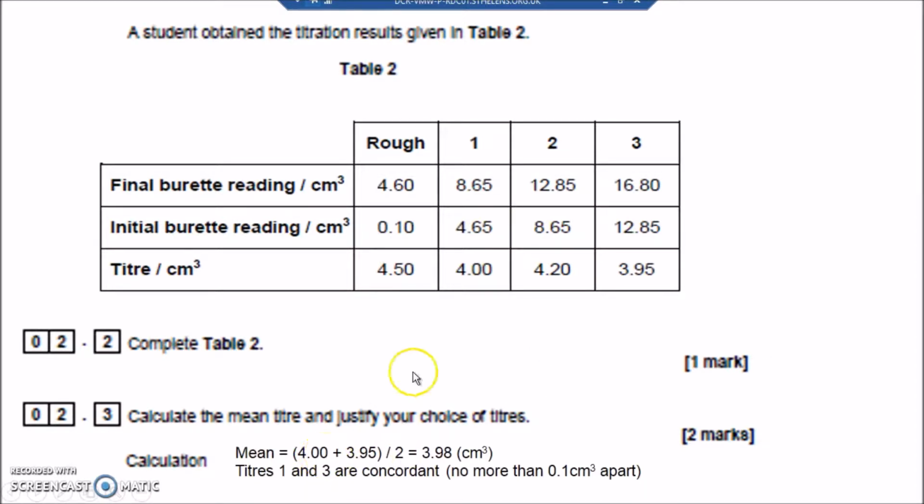So 4.00 from titration 1, 3.95, divided by 2, 3.98. I've rounded it up so that I've got it to 3 significant figures or 2 decimal places. So I've not gone to 3.975. So I've rounded it up, so I've got it to the right number of significant figures, 3.98. And as I say, justify your choice of titers. All you need to do is say titers 1 and 3 are concordant, i.e. no more than 0.1 centimeters cubed apart.